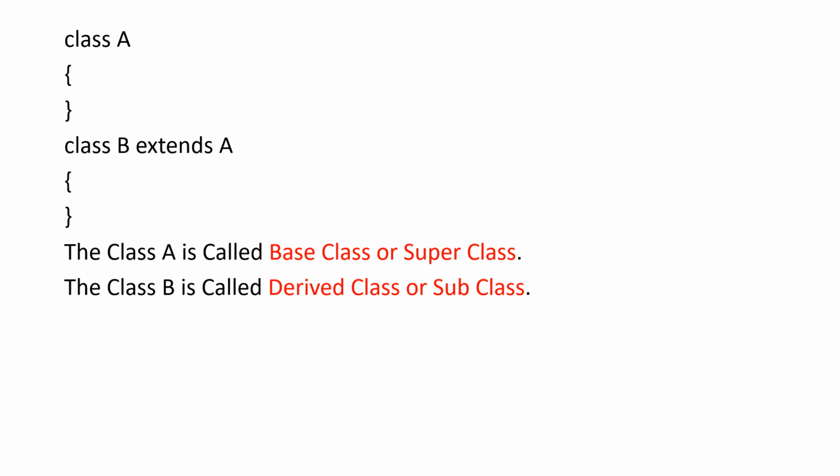For example, we have class A and class B. The class B extends class A. We use the keyword extends. The class A is called the base class or superclass. The class B is called the derived class or subclass. Normally in Java, we call them superclass A and subclass B.